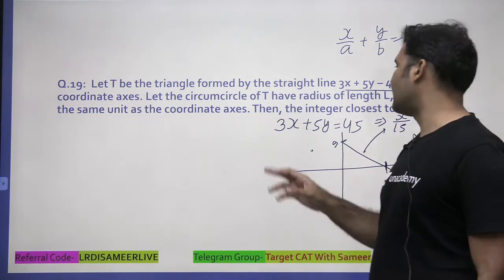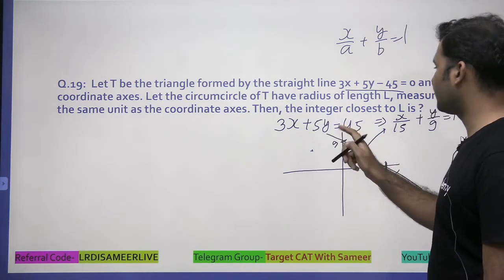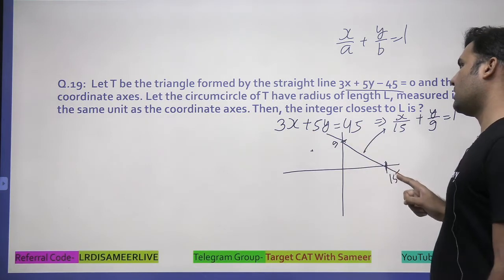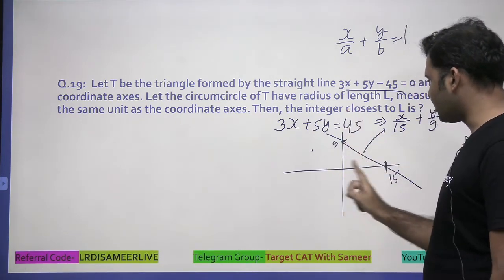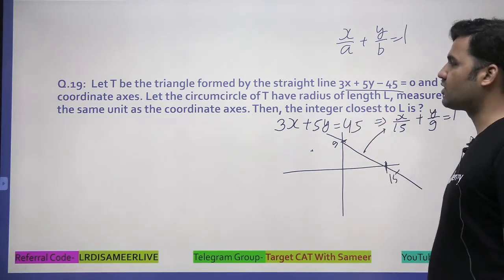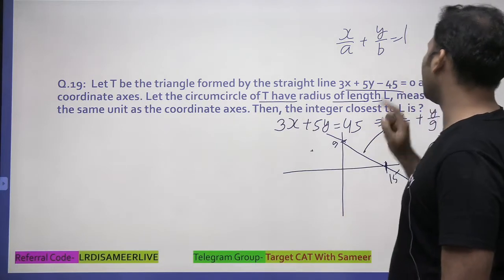And I'm supposed to find out, T is a triangle. So T is a triangle here, formed by the straight line 3x plus 5y minus 45 equal to 0 and the coordinate axes. These are my coordinate axes, plus x, plus y, minus x, minus y. Now the circle of T has radius of length L.